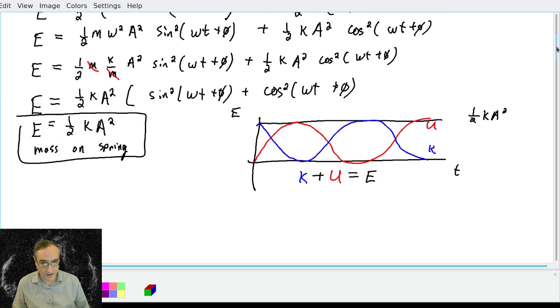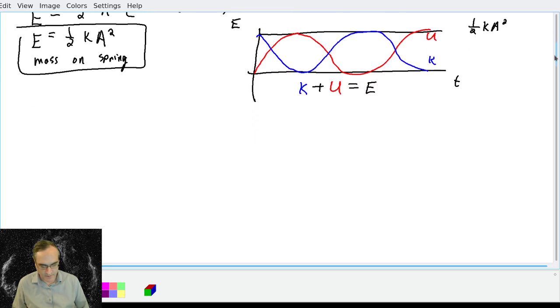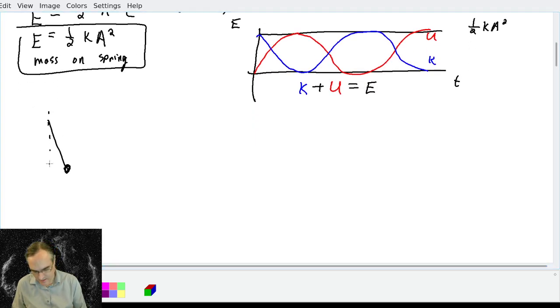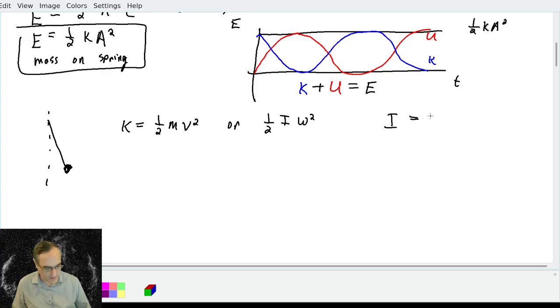But we can talk briefly about what happens with a simple pendulum. At first, it doesn't really look like it's going to be the same. The kinetic energy is easy enough to talk about. 1/2 mv squared, or if you prefer, in this case it's better, 1/2 I omega squared. I, for a simple pendulum, is just the moment of inertia of the ball on the end, so it's just m times the length of the pendulum squared.